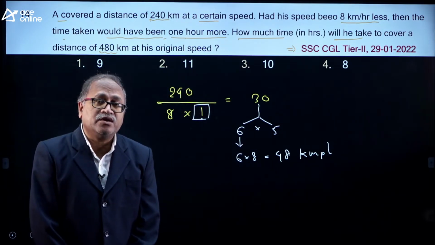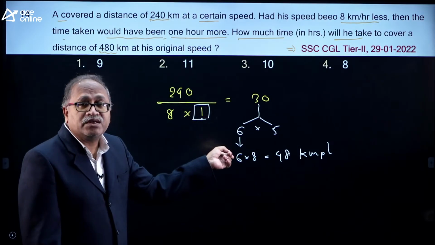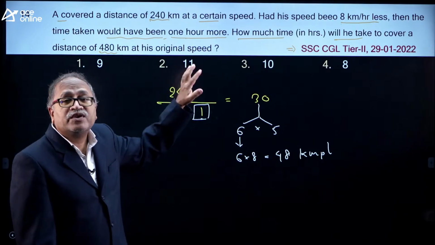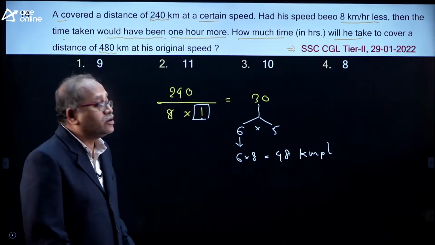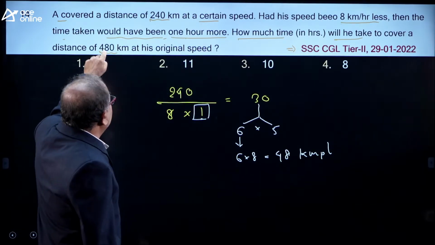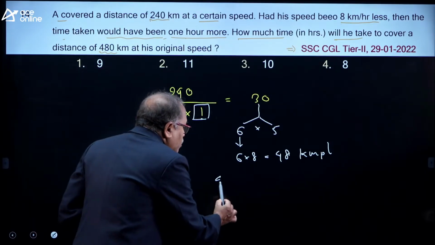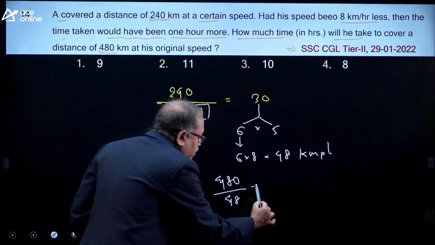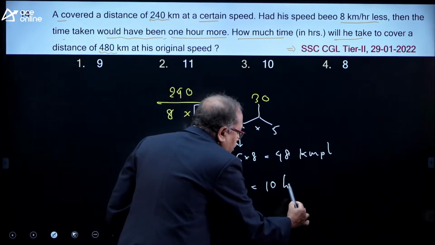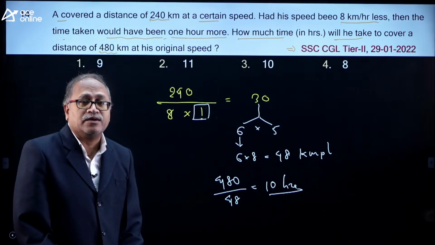If I go with the general method, it takes a long time. Is it applicable only for this question? No, for this model. Okay. Now, I got the 48 kilometer per hour. Now, how much time will it take to cover 480 kilometer? Obviously, it is very clear, 480 divided by 48, which is nothing but 10 hours. It will take 10 hours to cover a distance of 480.